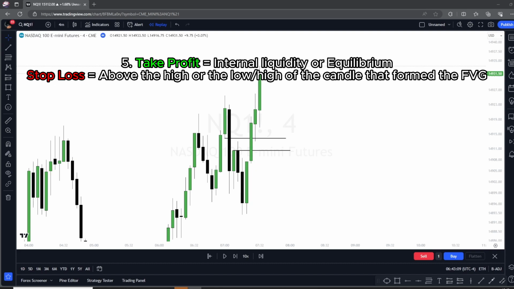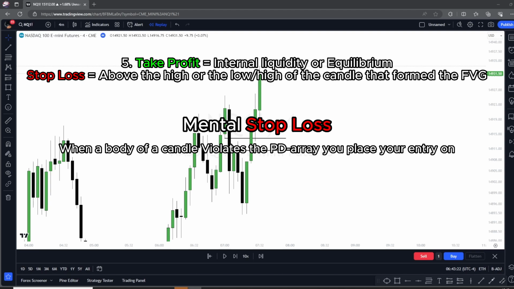But one of my favorite ways to place a stop is to not even place one, right? That sounds crazy, but I very, very often use a mental stop loss. And my mental stop is always when we violate the PD array that I place my entry off of. So if I entered off of a fair value gap or inversion fair value gap, I close my trade as soon as we close outside of the fair value gap.